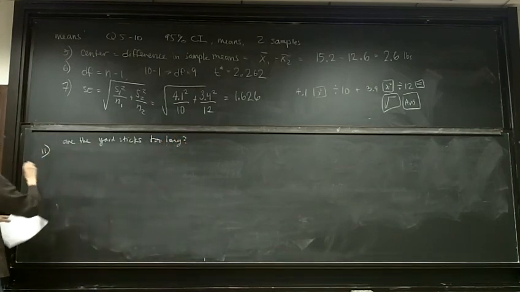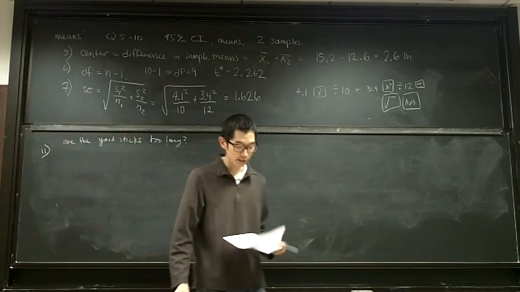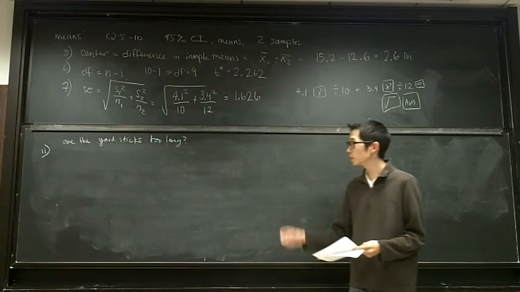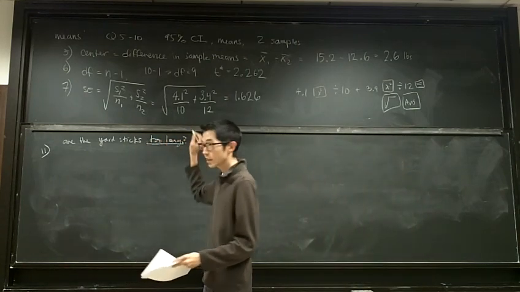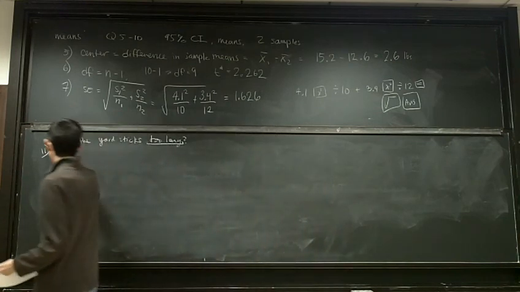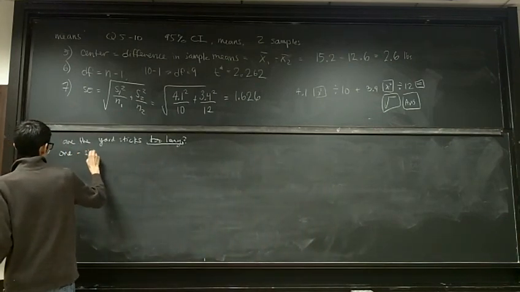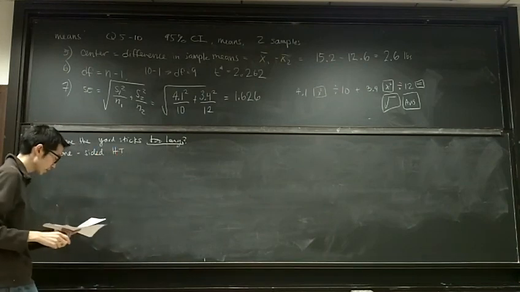Okay, so number 11 says, is this a one-sided or a two-sided hypothesis test? It's going to be one-sided, okay? Because in the question, it's asking, do we have evidence that it's too long? So this is going to indicate that we have a one-sided hypothesis test.